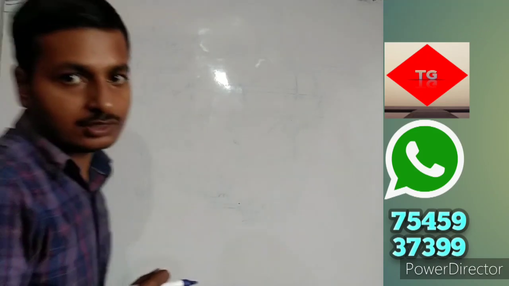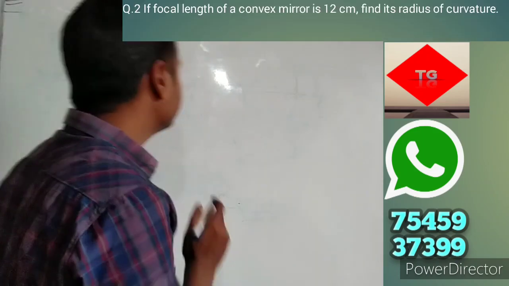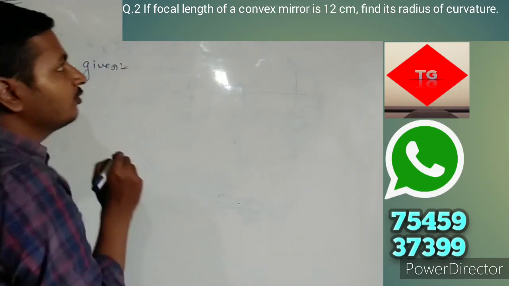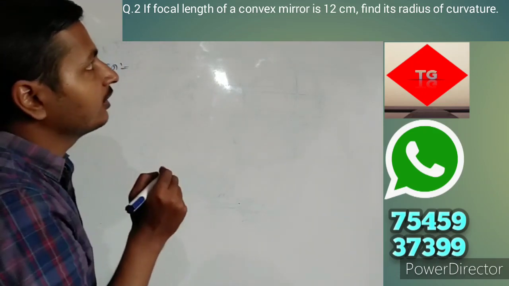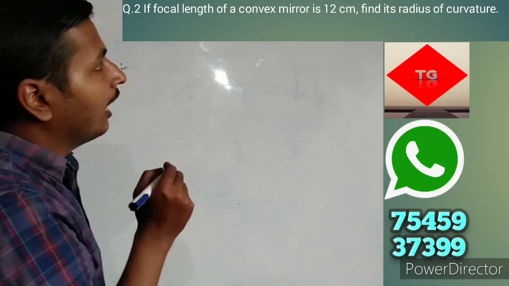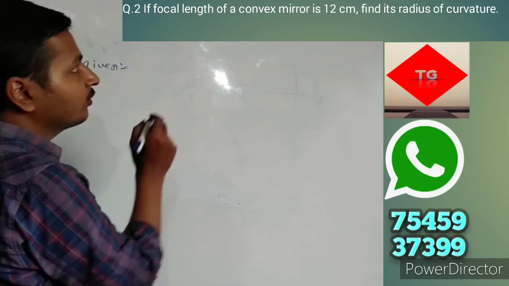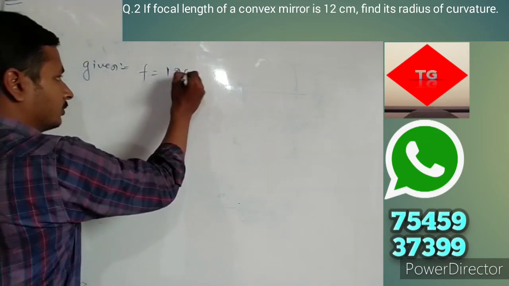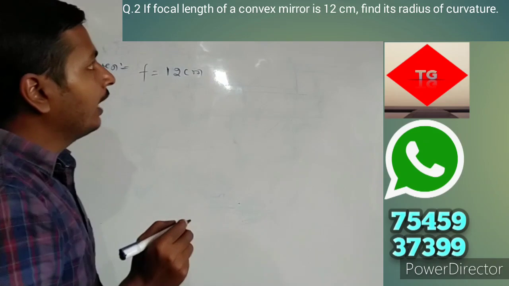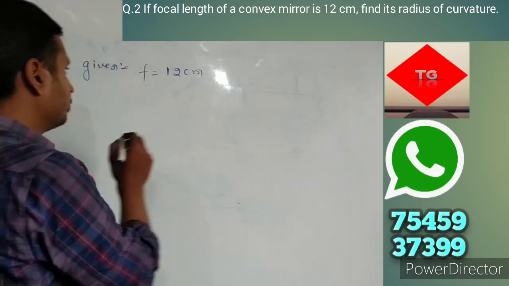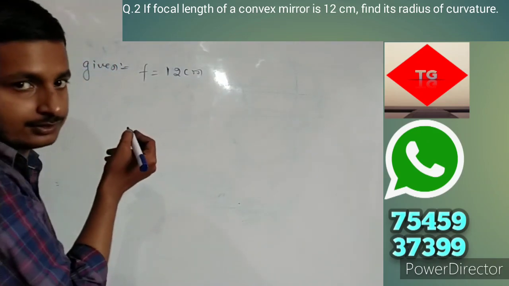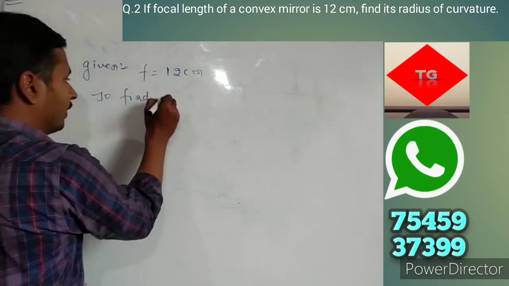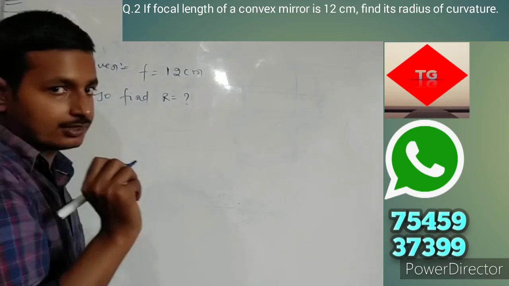Come to the next question. Here what is given? Given that the focal length of the concave mirror is 12 centimeter. And you have to find the radius of curvature.